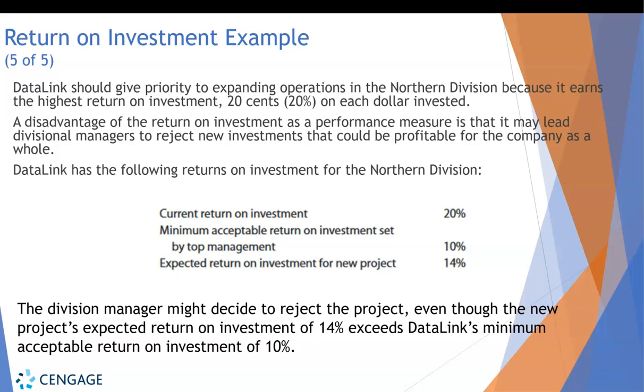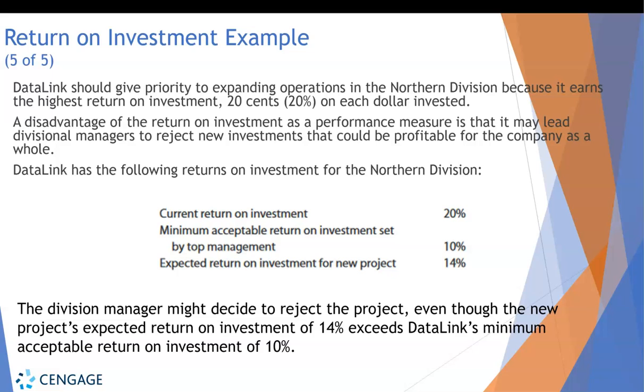So DataLink should give priority to expanding operations in the Northern Division because it earns a higher return on investment, 20 cents for every dollar invested. The disadvantage of the return on investment as a performance measure is that it could lead to divisional managers rejecting new investments that could possibly be profitable for the company as a whole.